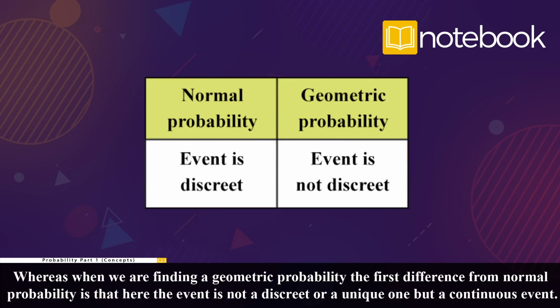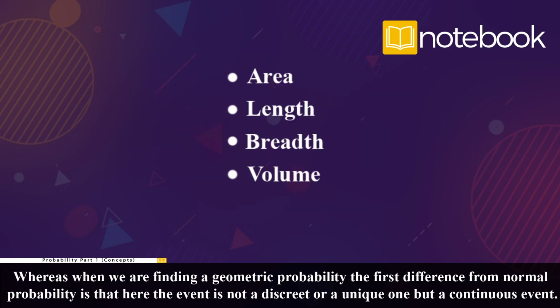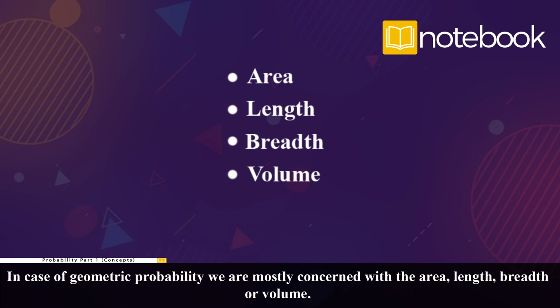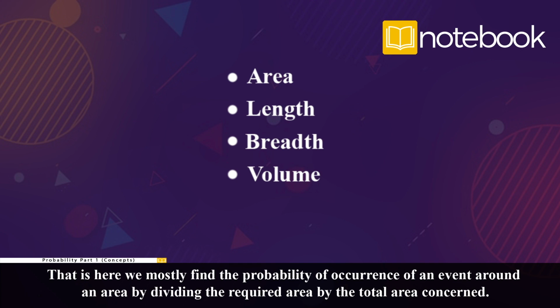Whereas when we are finding a geometric probability, the first difference from normal probability is that here the event is not a discrete or a unique one, but a continuous event. In case of geometric probability, we are mostly concerned with the area, length, breadth, or volume. That is, here we mostly find the probability of occurrence of an event around an area by dividing the required area by the total area concerned.